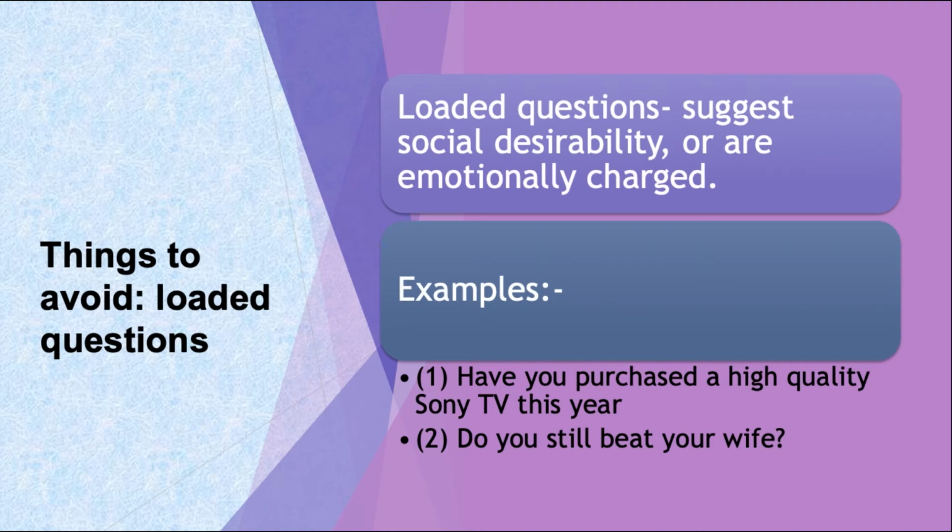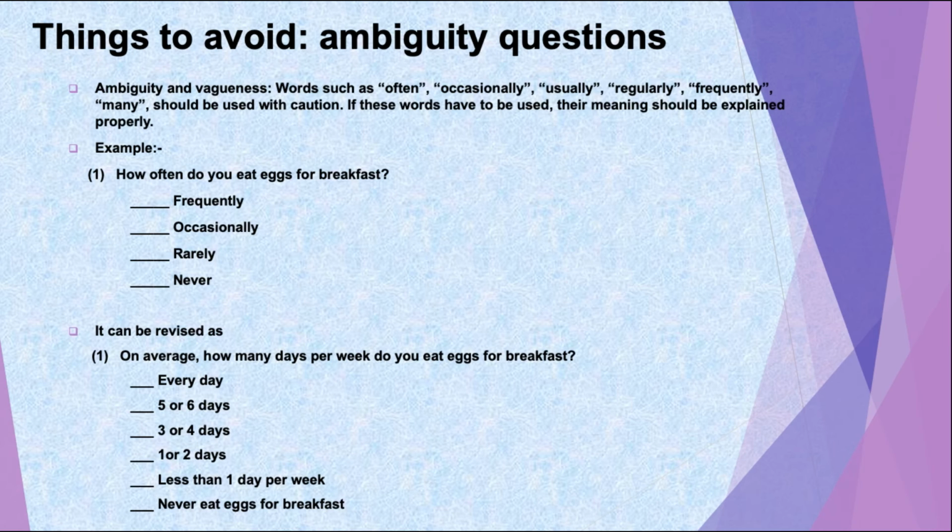But of course, if you feel that the question must be asked, you may redesign or reconstruct the question in a different way, instead of telling them, do you still beat your wife? Then you can say, do you think beating a wife is appropriate or not appropriate, since there is an argument. So there are other ways to ask a question that may lead to an approximation of the question that you want to ask.